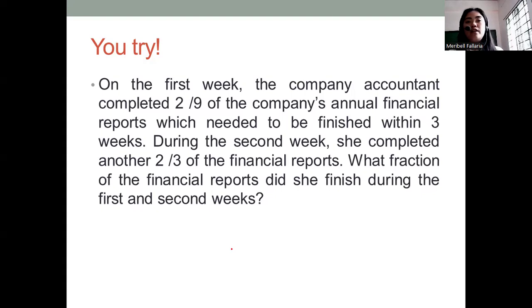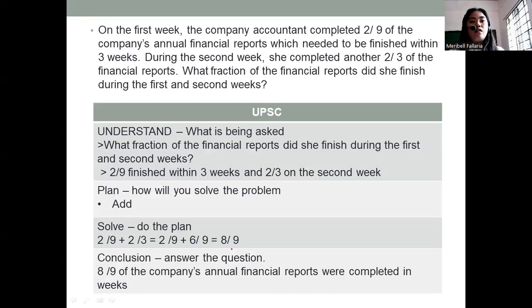You can pause this video and try to answer the problem. Okay, thank you for your cooperation. Now let's answer. If your answer is just like this, you are correct. Understand what is being asked: what fraction of the financial reports did she finish during the first and second weeks? Now let's list the important numbers. You have 2/9 finished in the first week and 2/3 in the second week.